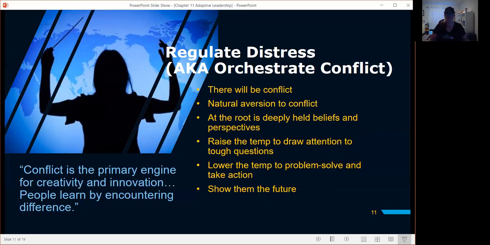And I thought it was really great when the authors are talking about the conflict as that primary engine that drives creativity and drives innovation, because we don't learn when we're just hanging out with people that are just like us and just think like us. There's nothing new to learn there. We really learn when we encounter people where there are differences.